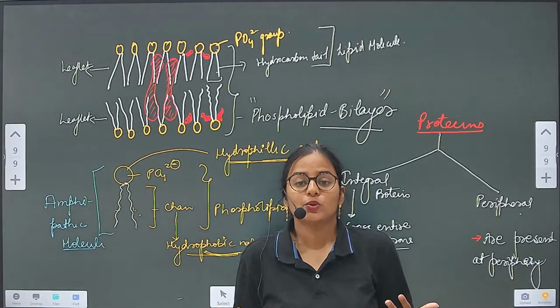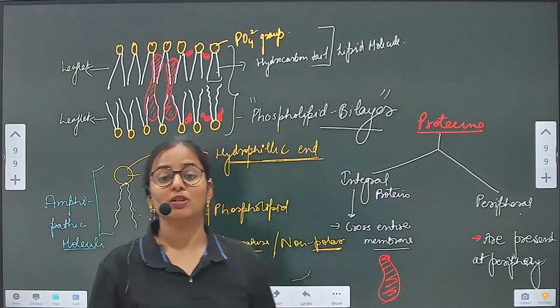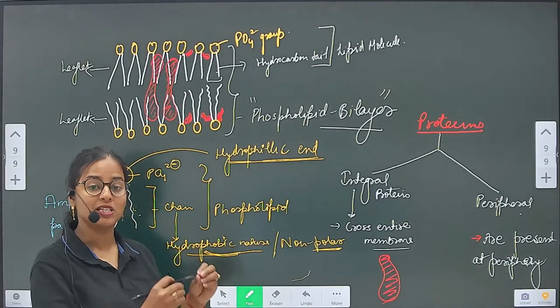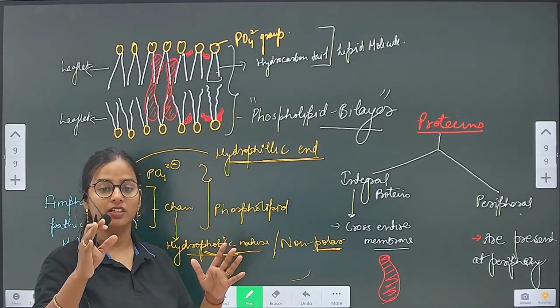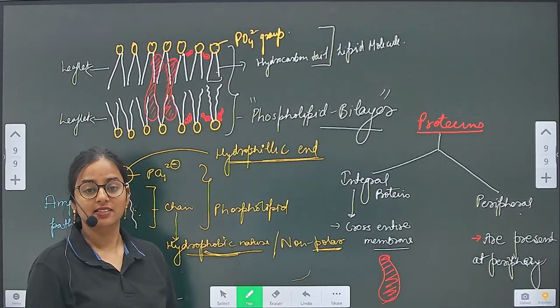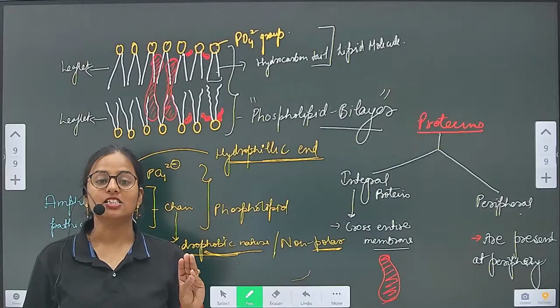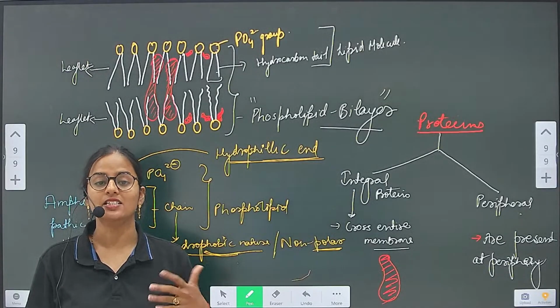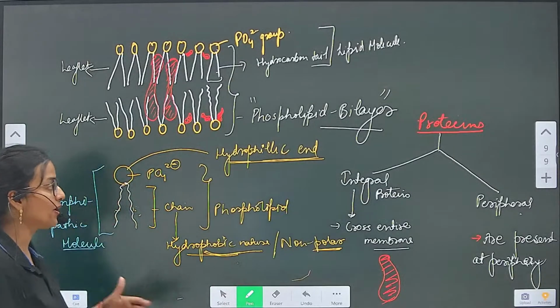So what do you say? Plasma membrane is a liquid structure. Yes, if it were a liquid structure, then it would not stay at a particular point, it would flow away, right? So what is that? Actually, plasma membrane is neither solid nor liquid, it is semi-liquid. It is semi-fluid.